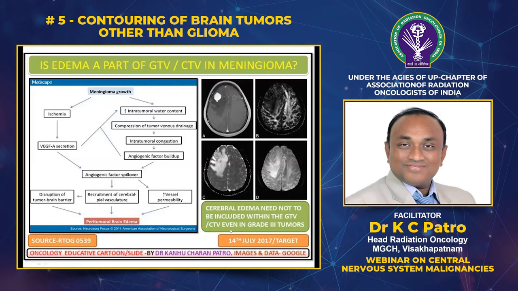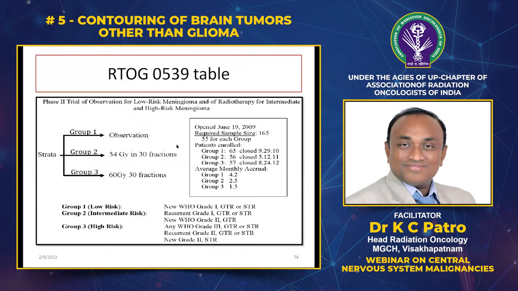So cerebral edema need not be included within the GTV or CTV, even in a grade 3 tumor. When we treat the meningioma, you can follow the RTOG 0539 table. They have divided patients into group 1, group 2 and group 3. Group 1 is the low risk, group 2 is the intermediate risk, group 3 the high risk.